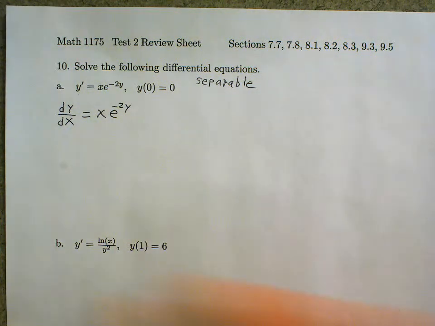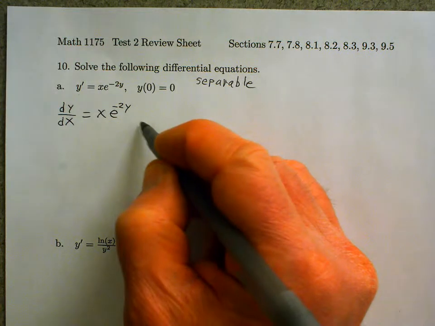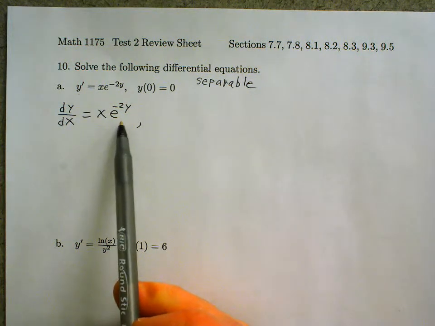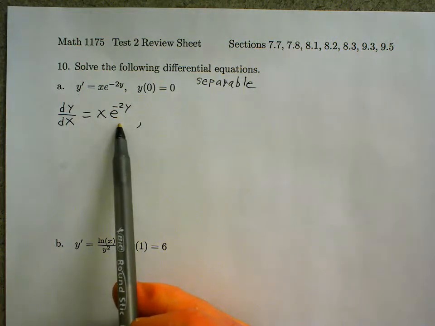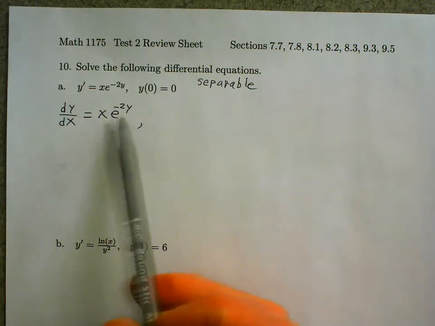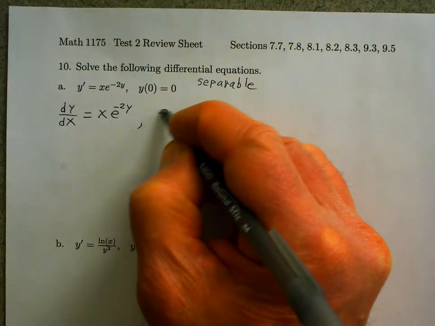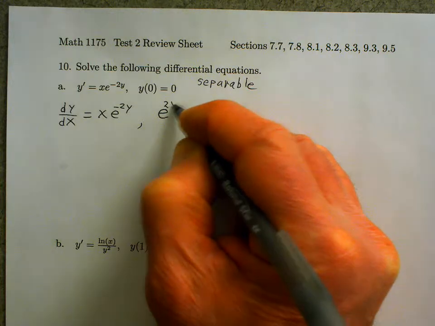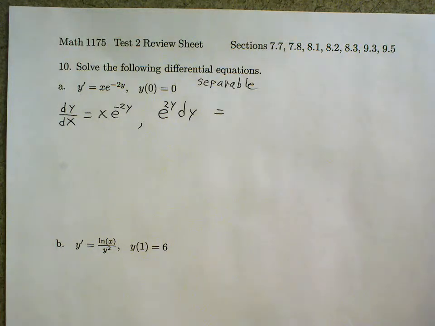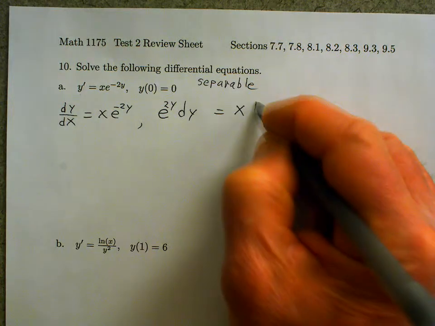And so now we separate the variable parts. So we're going to divide both sides by e to the negative 2y and multiply both sides by dx. If you divide by e to the negative 2y, that's equivalent to multiplying by e to the positive 2y. So the left-hand side becomes e to the 2y times dy, and the right-hand side will be x dx.